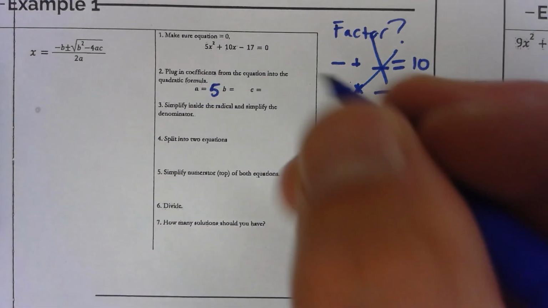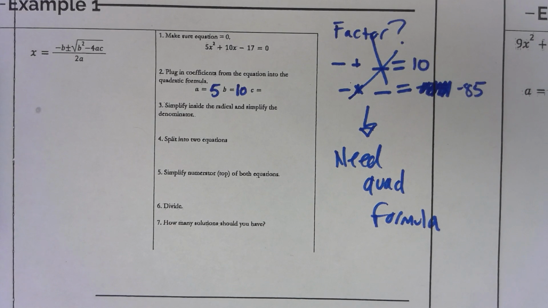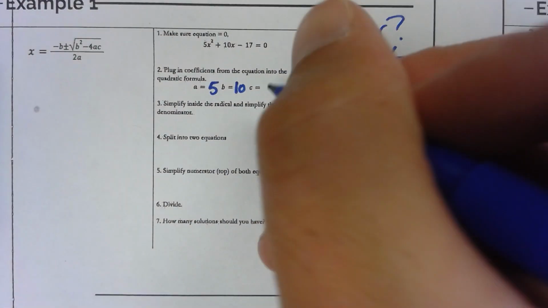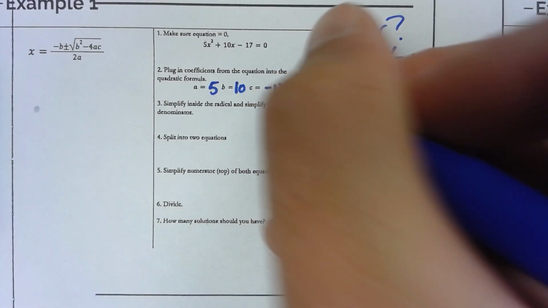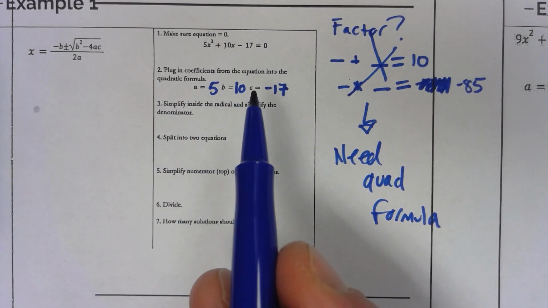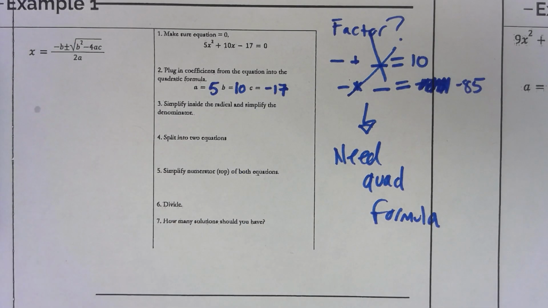B is the number in front of the x. So that is going to be 10. I'm not including the x. I'm not changing the sign. Literally the number in front of the x there. Then c, that's our constant term. That is negative 17. And so now we're going to take all the values of a, b, and c and plug them into the quadratic formula.